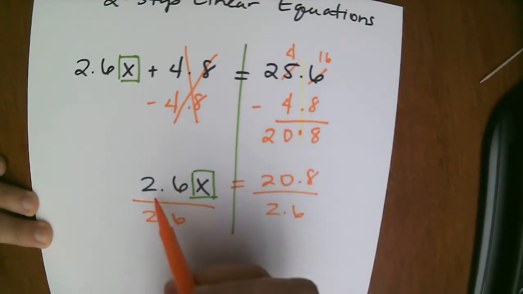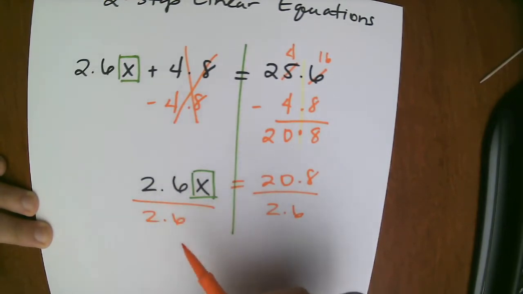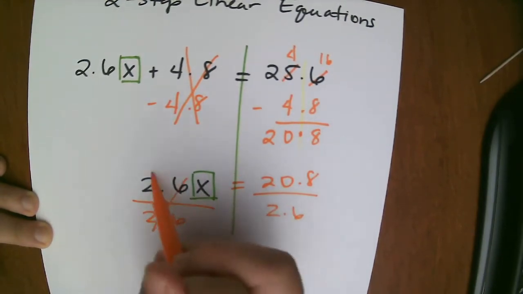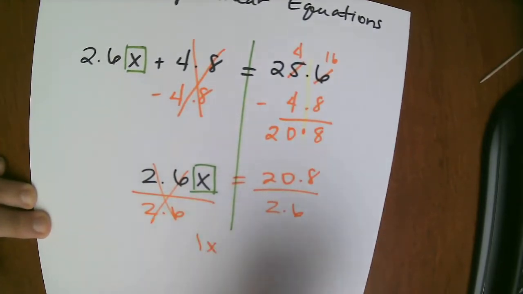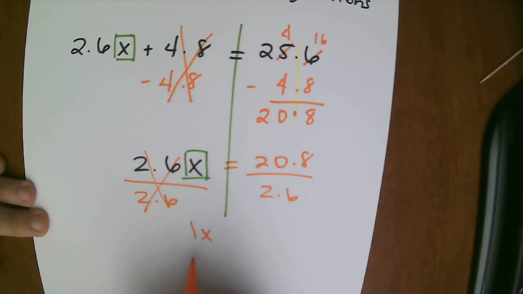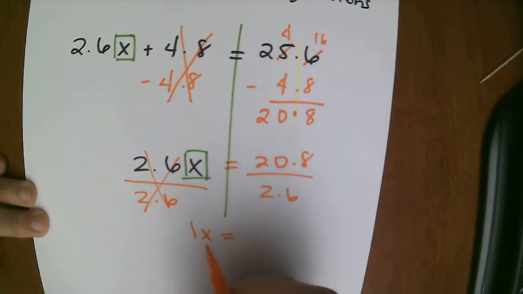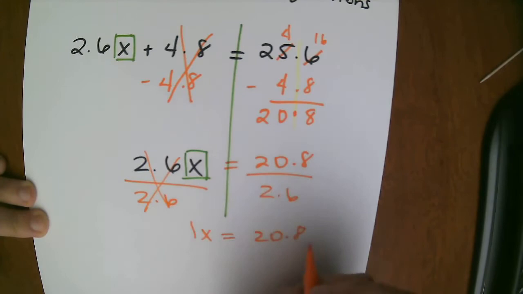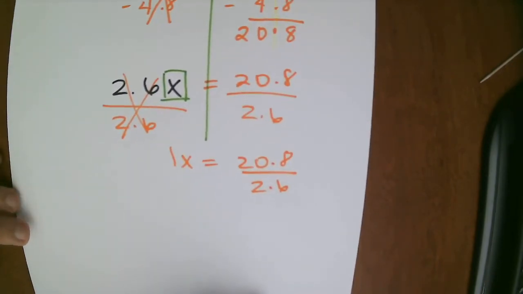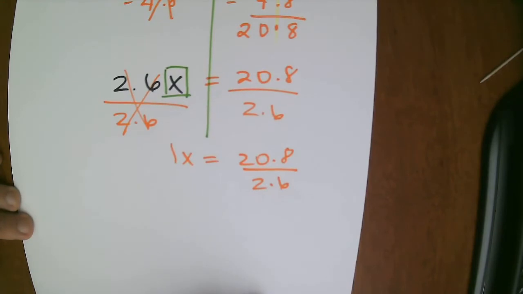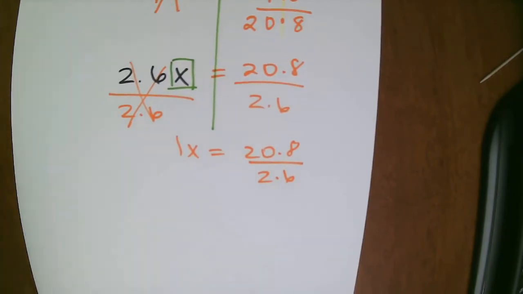So 2.6 divided by 2.6 is 1, right? And every variable has a 1 being multiplied by it. Anything times 1 is itself, so x is okay with 1. 1 times x is just x. So now we have x equals 20.8 divided by 2.6. So we have a division problem here, and we need to divide it out. So let's do that.